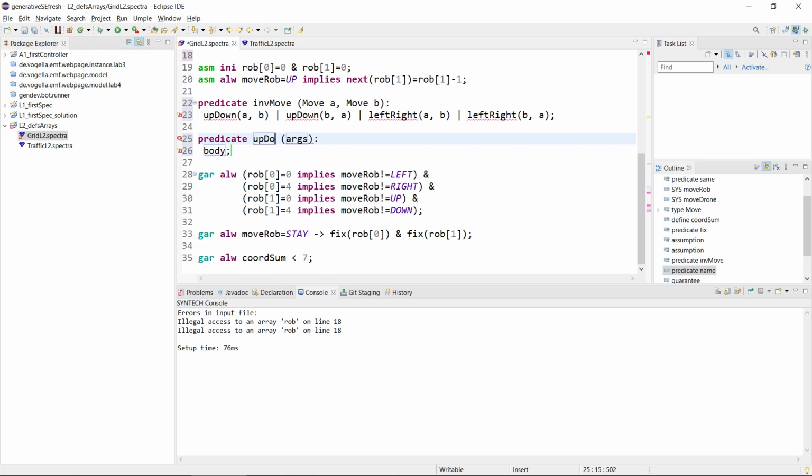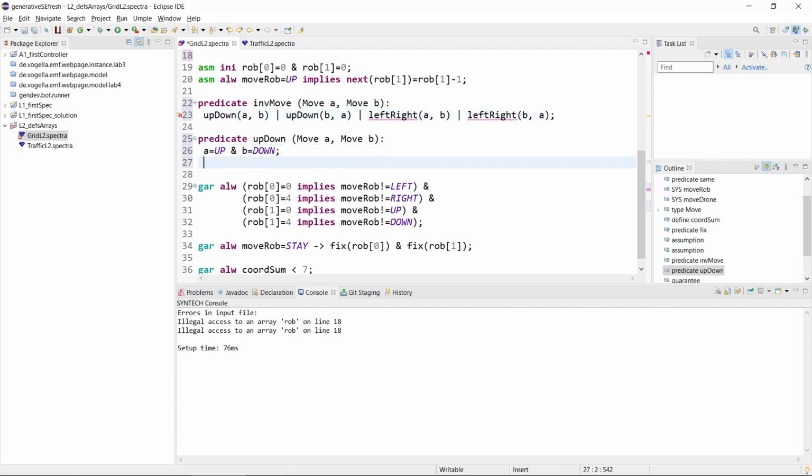So predicate up down would simply say that A equals up and B equals down, and then we instantiate it here with both directions. So this is how we're checking that A and B are inverse in up down or down up.